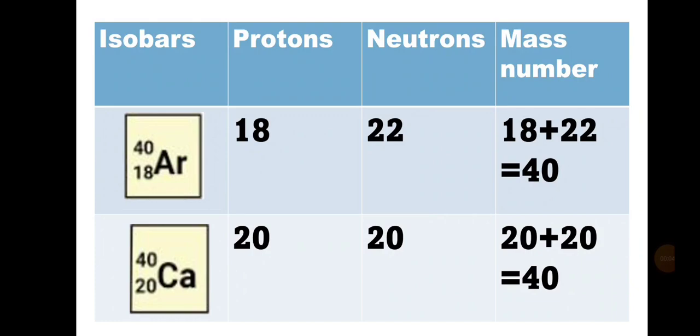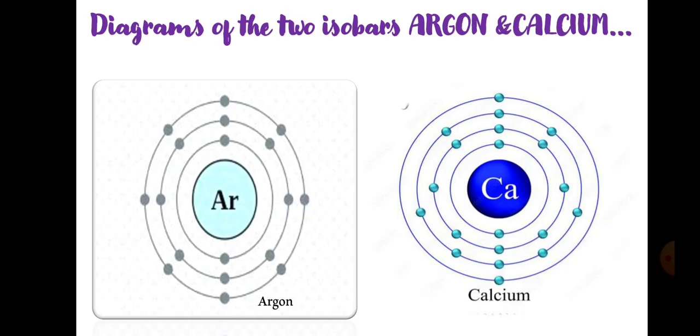In this table we are discussing isobars. The example is argon and calcium. Argon and calcium are isobars. Why? Because argon has a number of protons equal to 18 and it has 22 neutrons. We can find out the mass number by adding protons and neutrons, that is 40. Similarly, for calcium we have 20 protons, 20 neutrons and the mass number is also 40. So they have equal mass numbers but different numbers of protons.